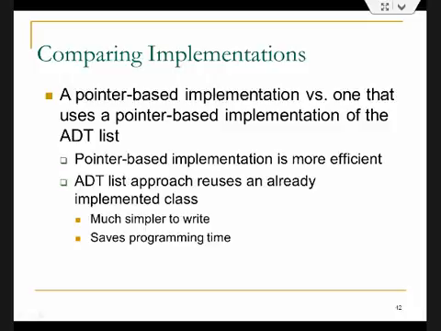So, pointer-based implementation versus one that uses the ADT. The pointer-based implementation is way more efficient because you don't have to keep searching to the end of the queue to find the place to add. You just keep track of the end of the queue using that tail pointer. The ADT approach, of course, is much easier to write because we already have the ADT list, and so it saves programming time, but it costs you in running time.